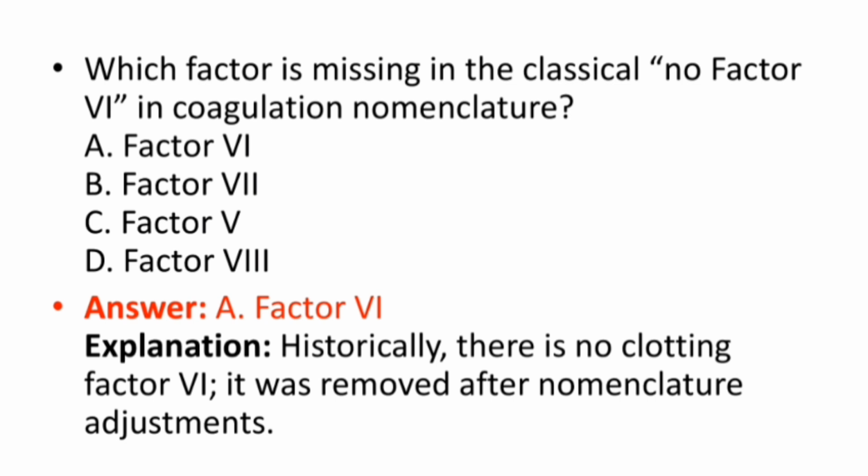Which factor is missing in the classical coagulation nomenclature? Option A, factor 6. Option B, factor 7. Option C, factor 5. Option D, factor 8. The correct answer is option A, factor 6. Historically, there is no clotting factor 6. It was removed after nomenclature adjustments.